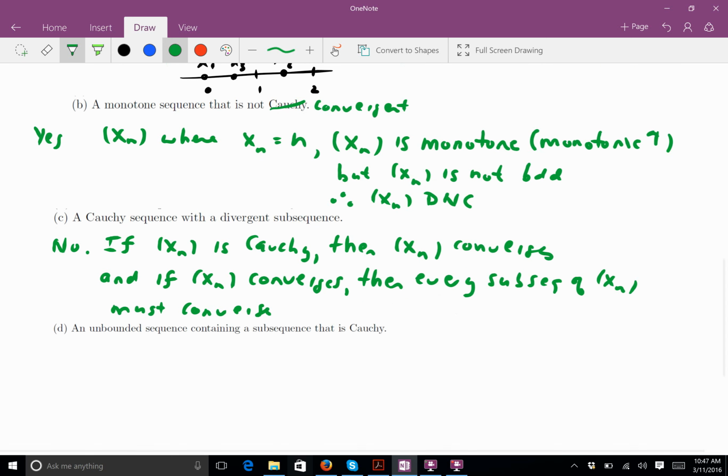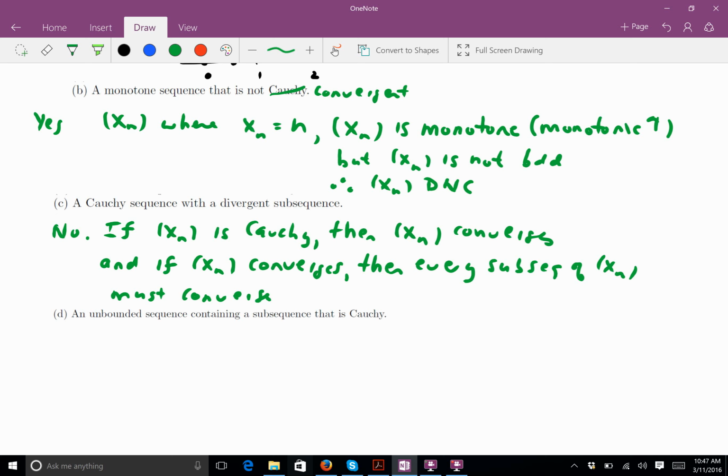Okay, let's look at the last one. Can we find an unbounded sequence containing a subsequence that's Cauchy? So again, the smart thing to do is always replace Cauchy with convergent. Can we find an unbounded sequence that contains a subsequence that is convergent? Because if we can, since convergent and Cauchy are the same thing, we'll have found an unbounded sequence that contains a subsequence that's Cauchy. And the answer is yes. Okay, and that's easy to do.